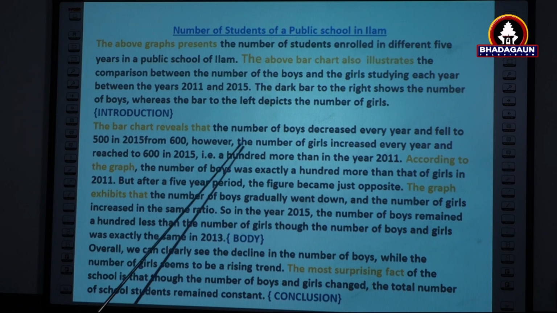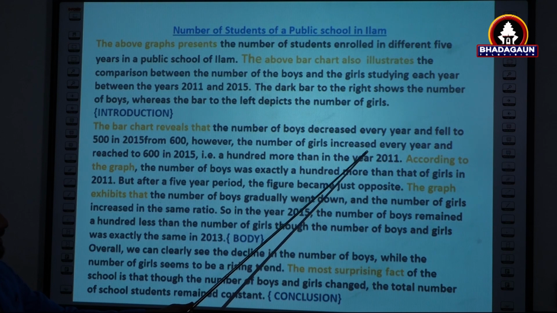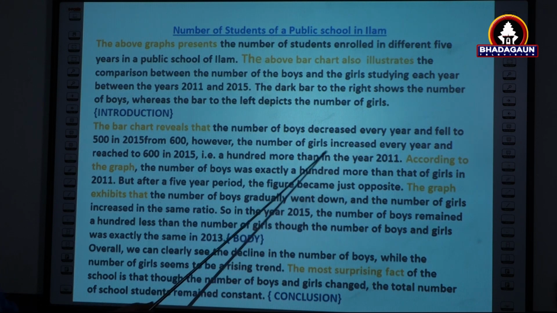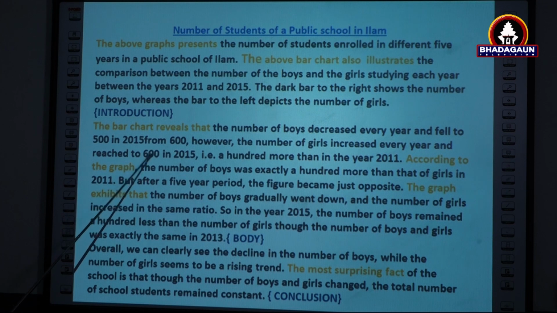We can see the number of girls increased every year, but the surprising fact is the number of boys is decreasing and the number of girls is increasing every year and reached 600 in 2015. In 2011 it was 500, 100 fewer than in the year 2015.